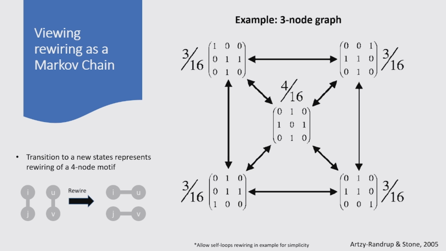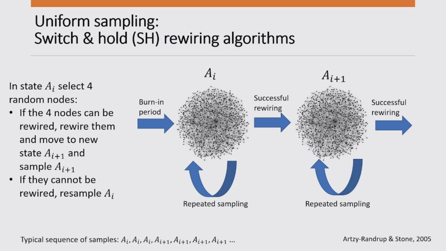So to overcome that bias, a more recent approach is the switch and hold rewiring algorithm. And I won't go into the details of this, but the basic idea is that when we sample 4 nodes, if those 4 nodes can't be rewired, so if there are no connections between them, or if there's only one, or if there are more than 2, we keep sampling from the old network that we generated. And by doing this, we ensure that we achieve a uniform sampling of the null space.